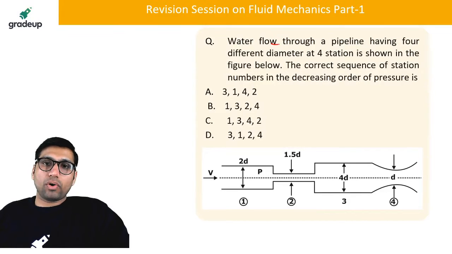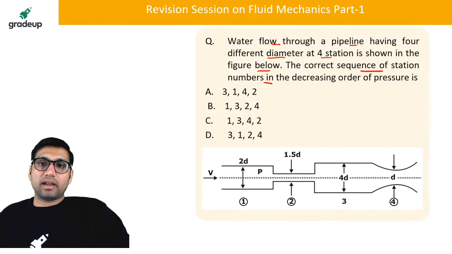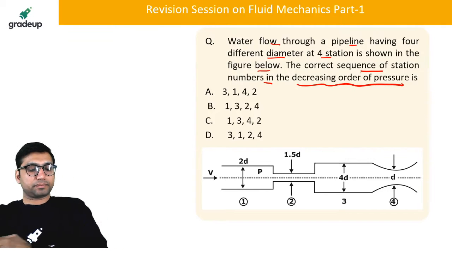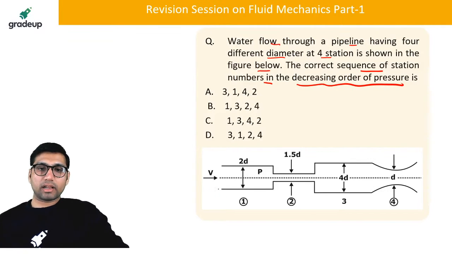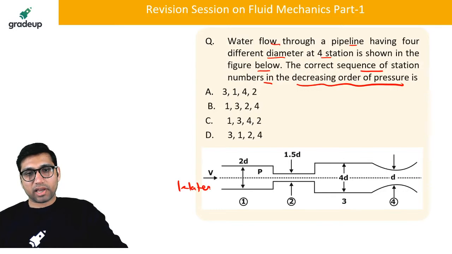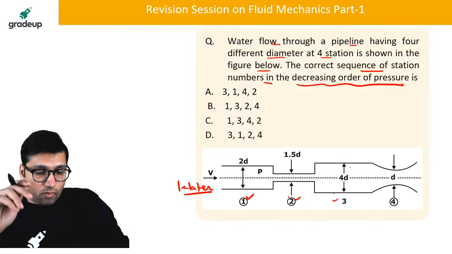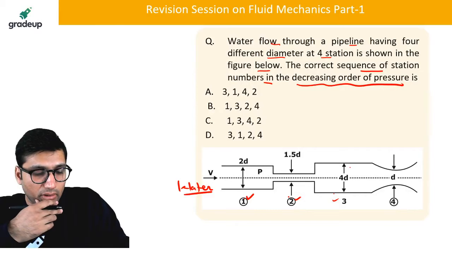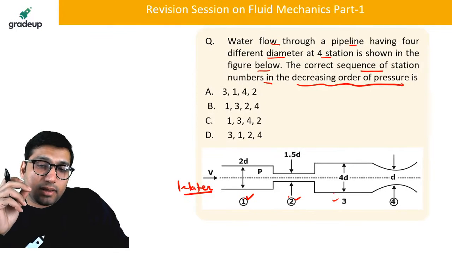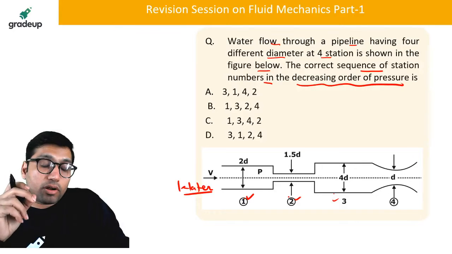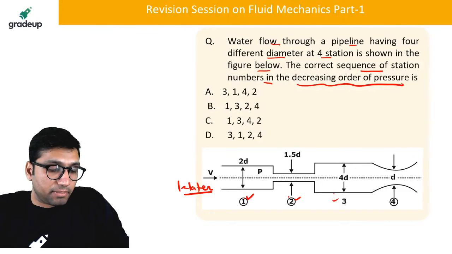Next question: water flows through a pipeline having 4 different diameters at 4 sections, as shown in the figure. The correct sequence of the station number in the decreasing order of pressure is? You can see the water is flowing in different sections. This is section 1, this is section 2, this is 3 and 4. This is station 1, this is station 2, 3 and 4. What is the correct order of the decreasing order of the pressure in these different sections? Come on, tell me.